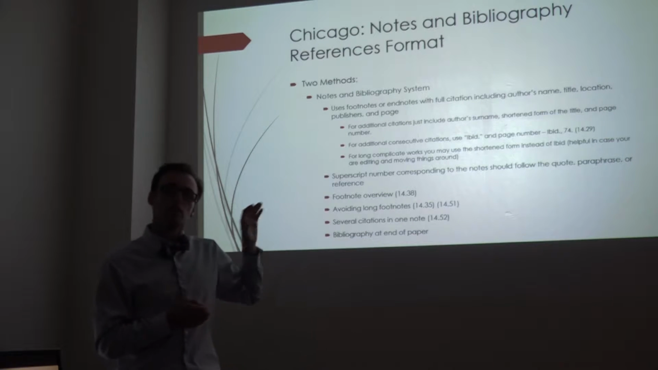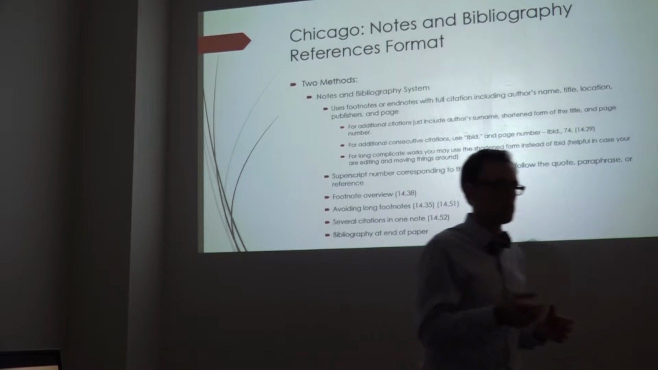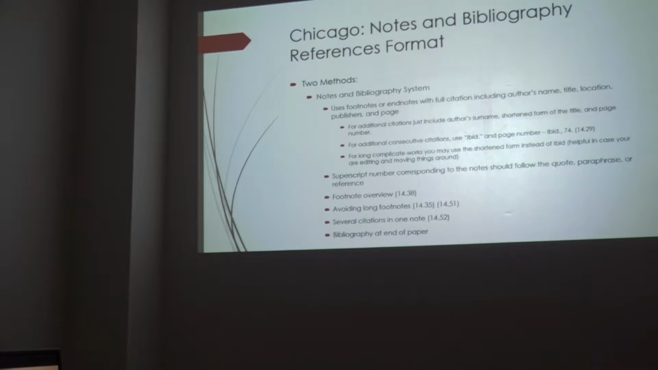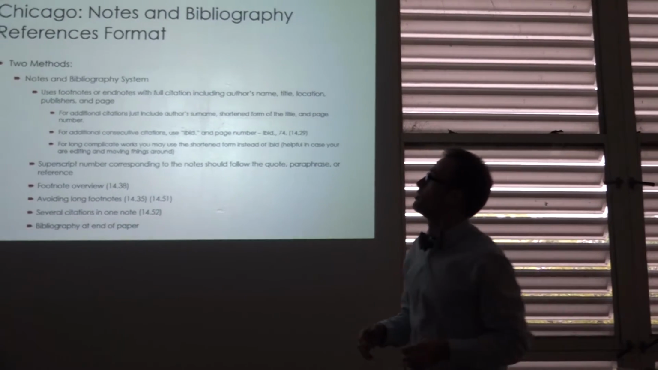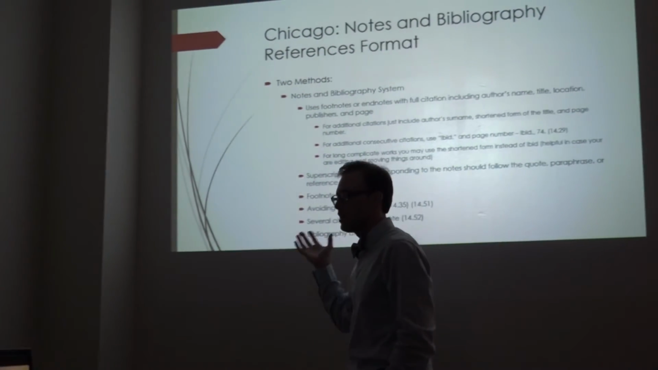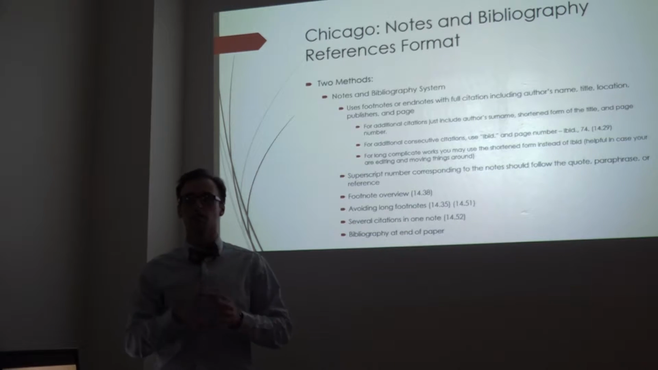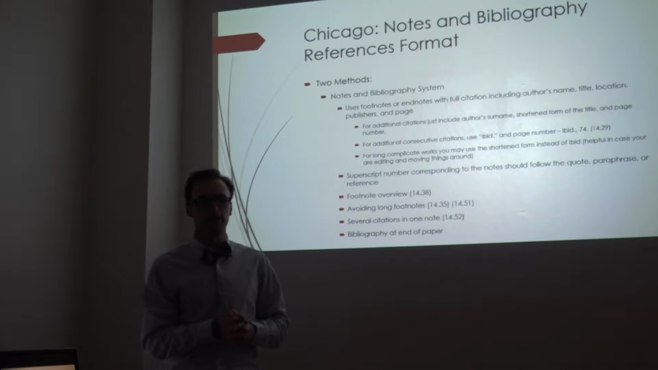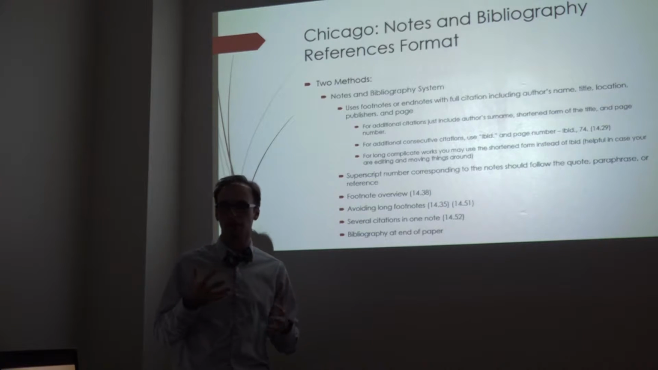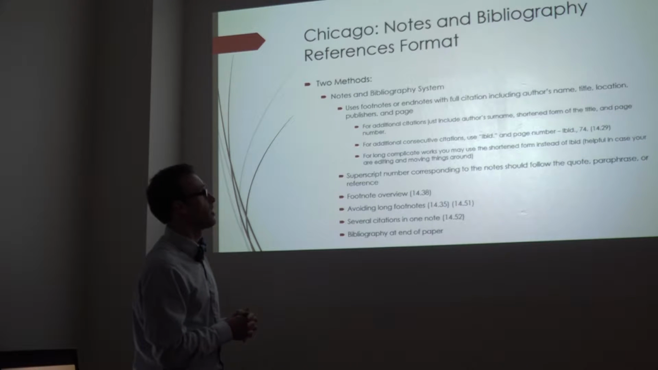Now, what do I mean by notes and bibliography? Notes, footnotes. The primary difference between notes and bibliography and author date is that author date is an in-text citation style using parentheses. So it's much more similar looking to, say, APA or even MLA. But we're going to focus just on notes and bibliography for right now.